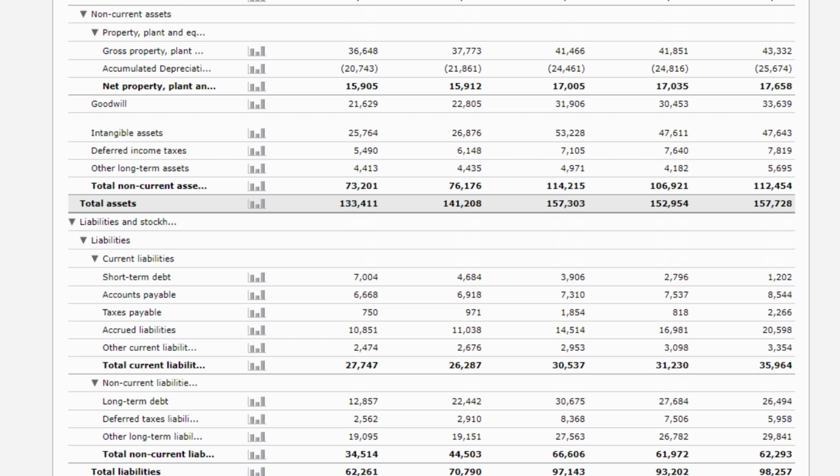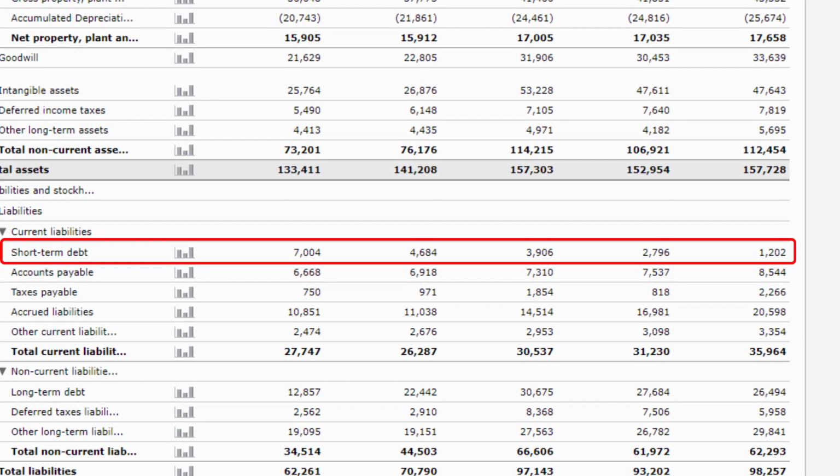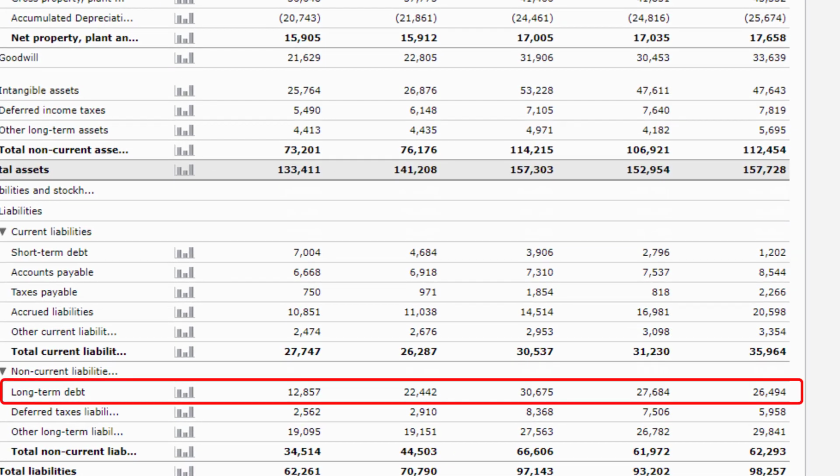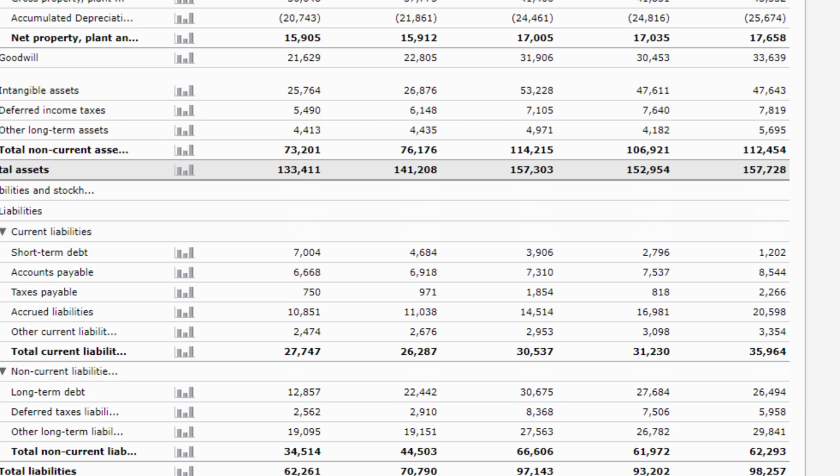Looking at J&J's balance sheet, we find that the short-term debt is 1202 and the long-term debt is 26,494. Just to be clear, this is in millions, so 1.2 and 26.4 billion. There's often confusion about this part when calculating the weighted average cost of capital, WACC.